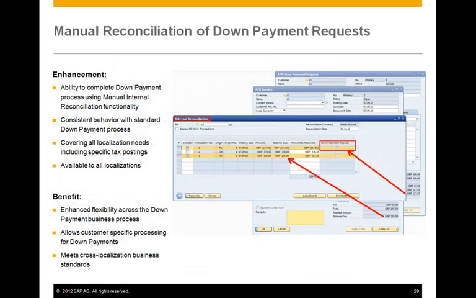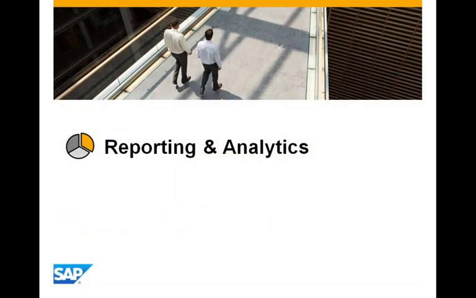And lastly, you now have the ability to complete the down payment process using the manual internal reconciliation functionality, which provides greater flexibility for customers who manage specific down payment requirements. It meets all localization requirements with specific tax postings, and the extended feature is now available to all localizations. The following two slides will highlight enhancements to the reporting and analytics functions in SAP Business One Release 9.0.